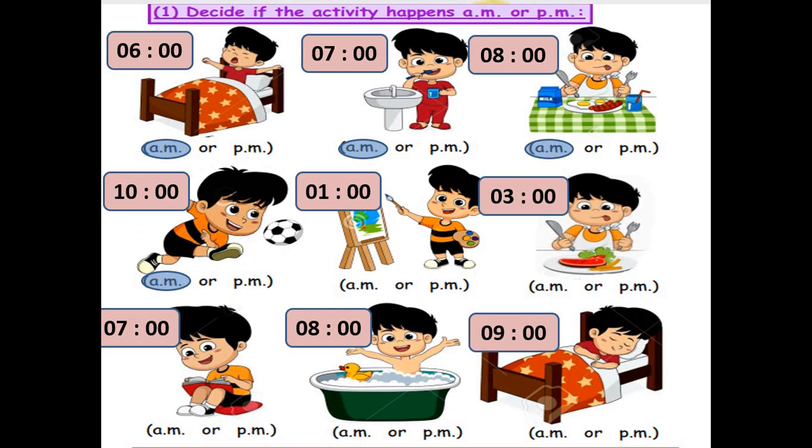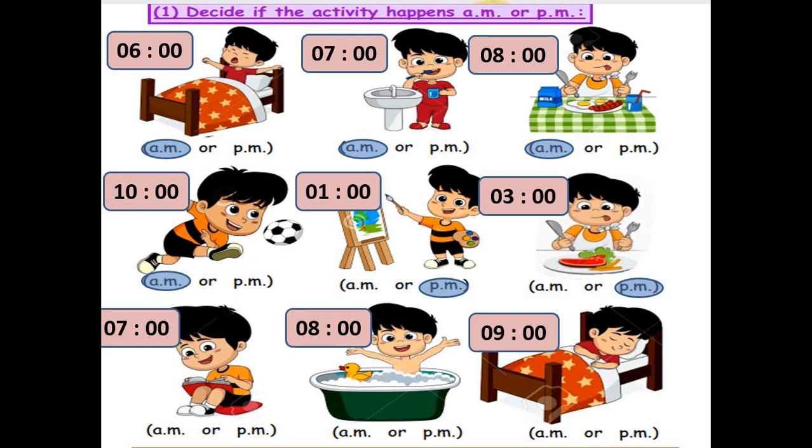And in the next picture, the boy is painting, is drawing. And it's at 1 o'clock in the afternoon, so will it be a.m. or p.m.? Exactly, it will be p.m. And at 3 o'clock, the boy is having his lunch, so it's afternoon, so it's p.m.